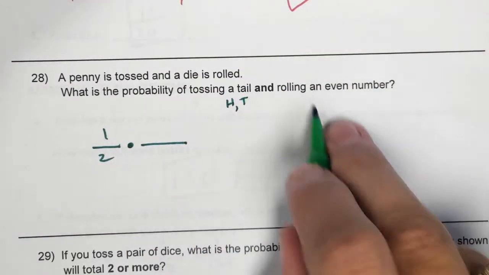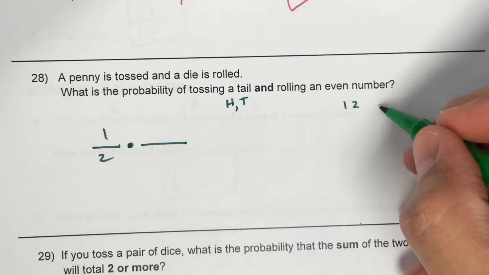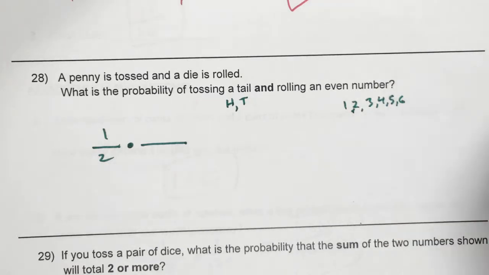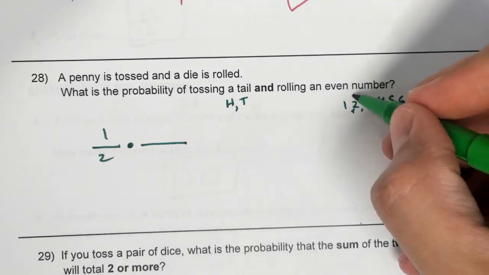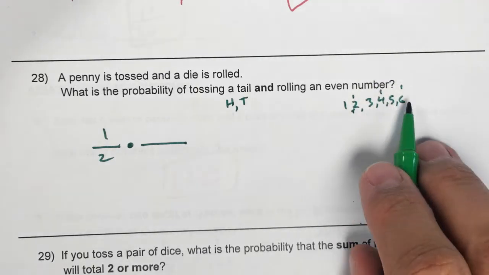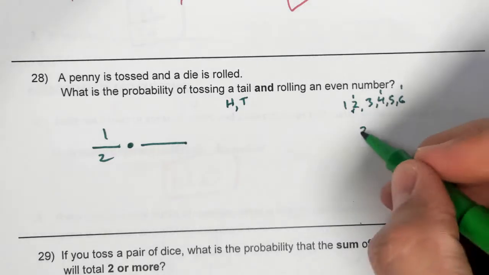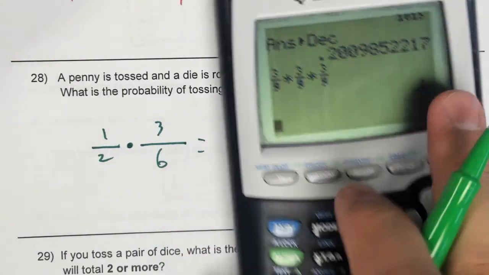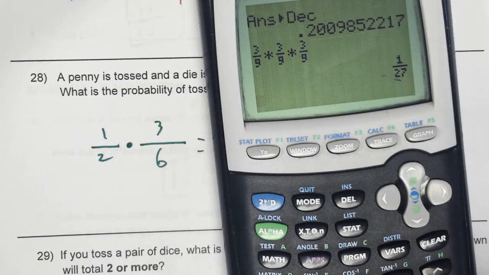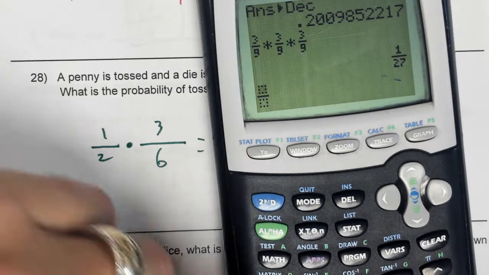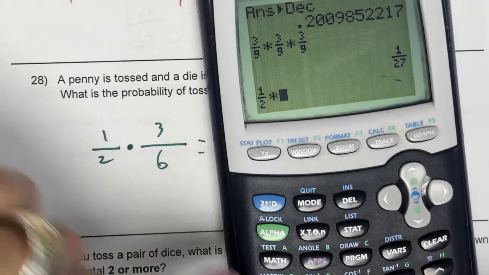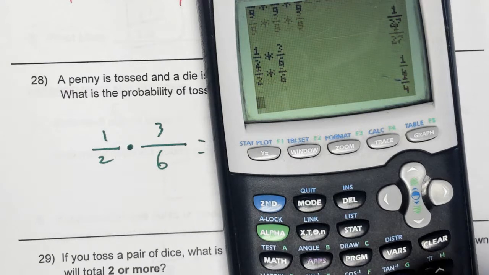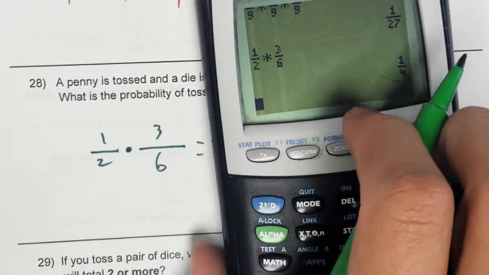My probability of rolling an even number, there's 1, 2, 3, 4, 5, 6. This is what's on the die. How many are even? That one's even, that one's even, that one's even. 1, 2, 3. I have a total of 6, so that's 3/6. Multiply that in the calculator. Alpha y equals 1/2 times alpha y equals 3/6. Enter, 1/4.